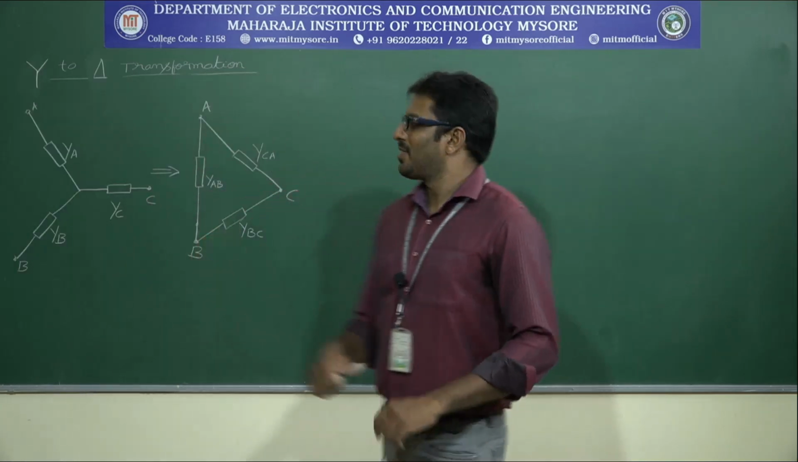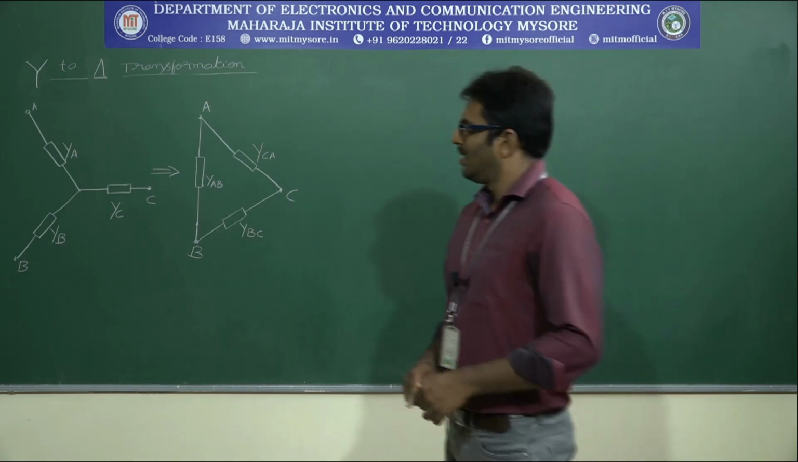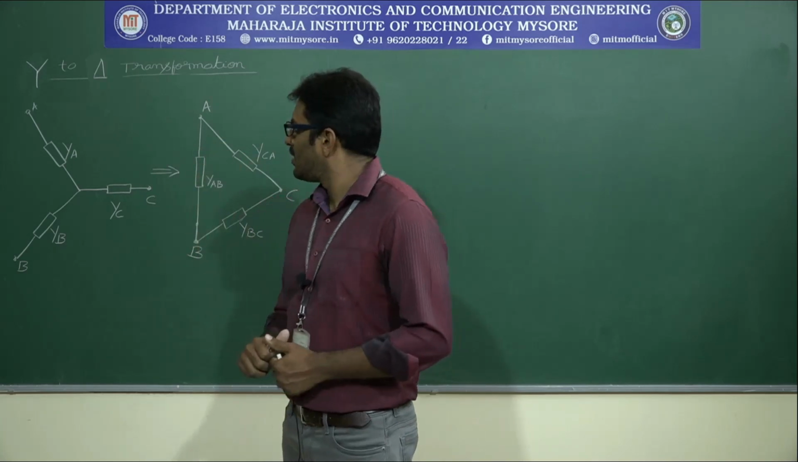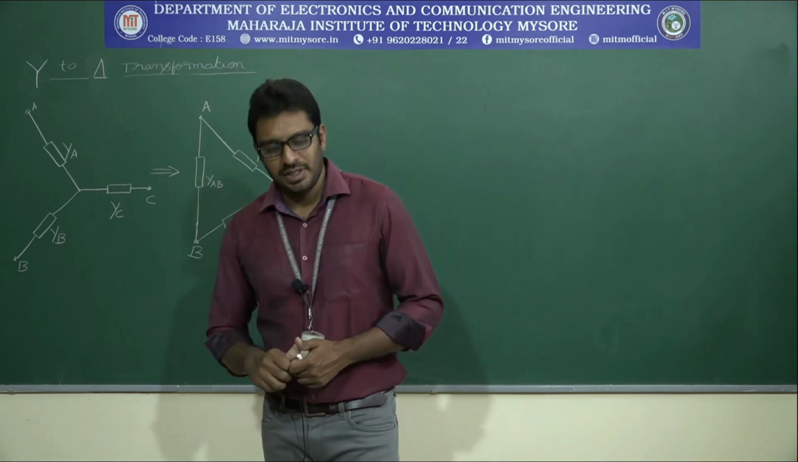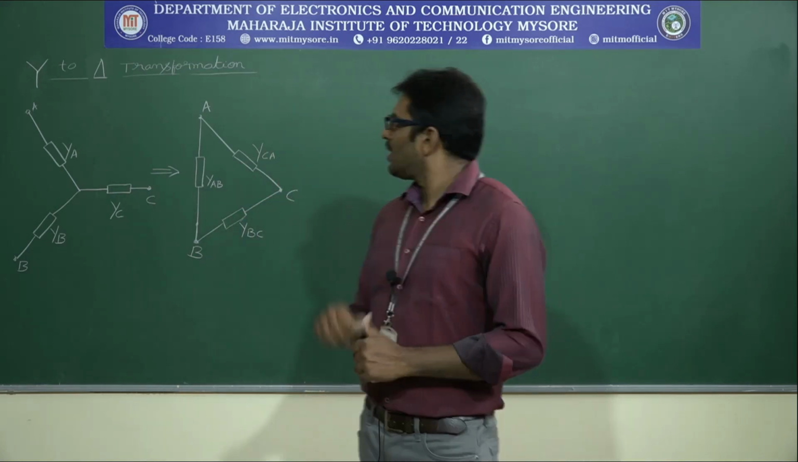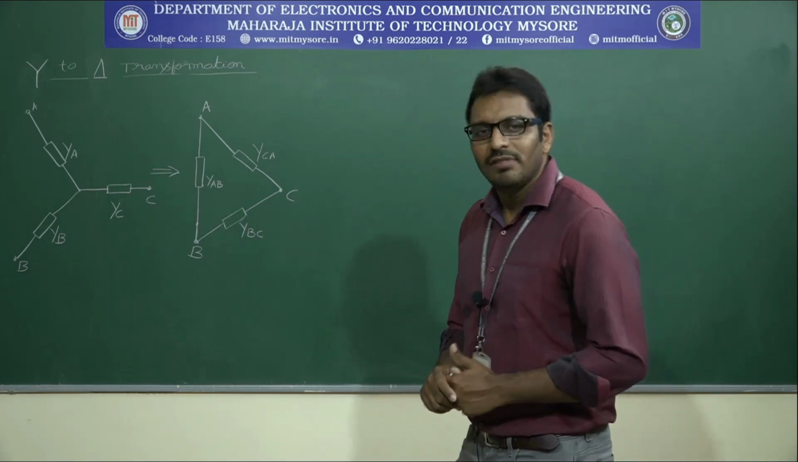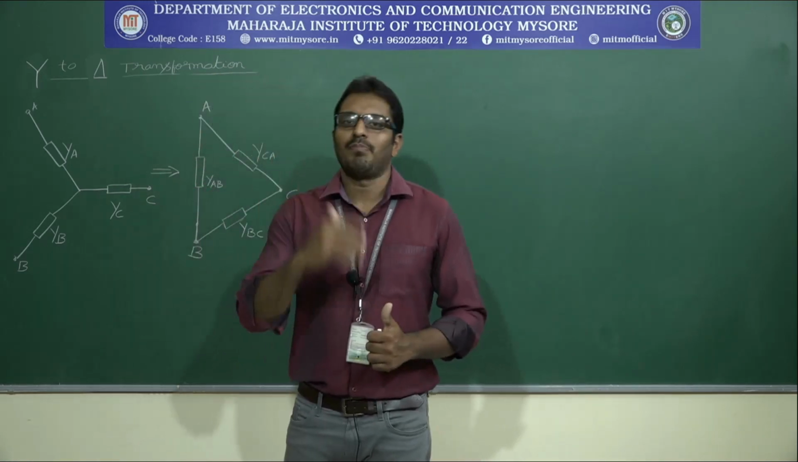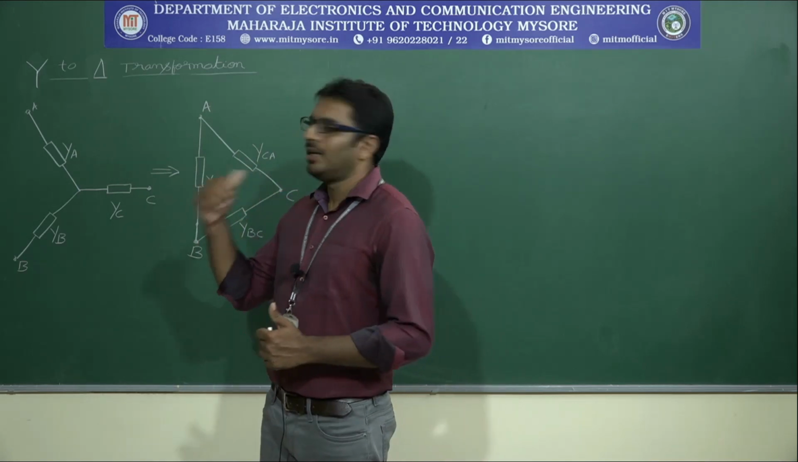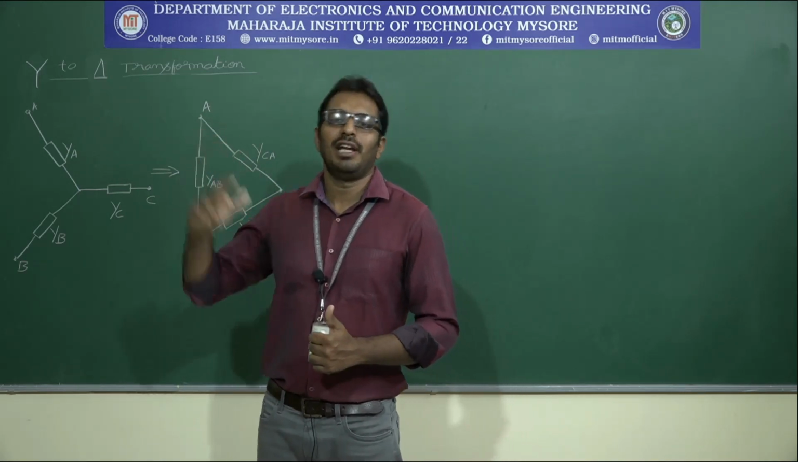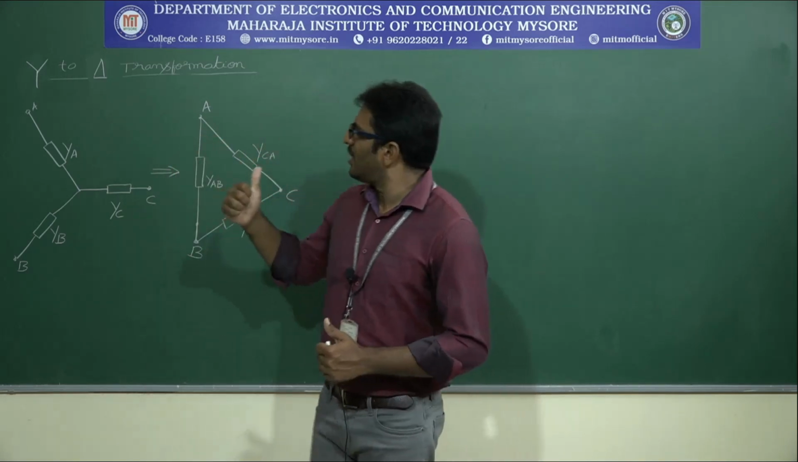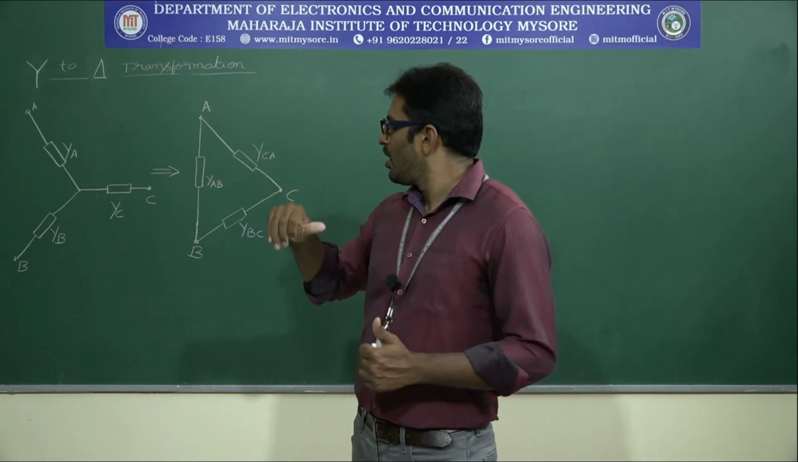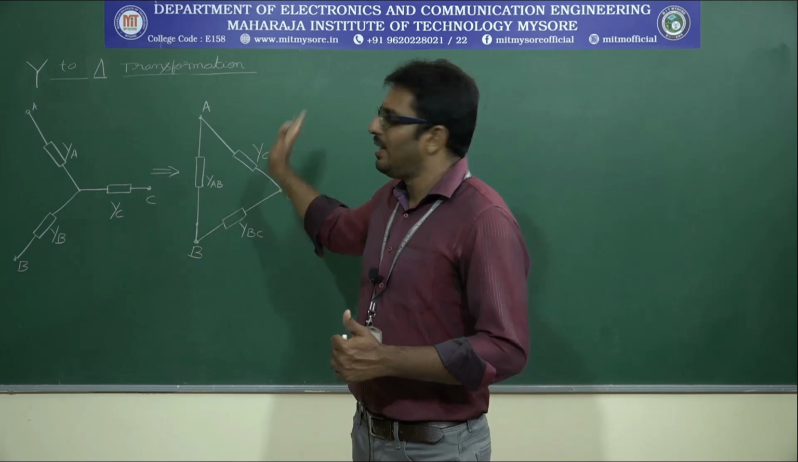Okay, the next topic is, last one was delta to star transformation. Now we are going to discuss star to delta transformation. While discussing delta to star transformation, we considered three impedances connected in a delta pattern and how to obtain its equivalent star. Now I am considering admittances. Three admittances are connected in star and how to obtain an equivalent delta connection.